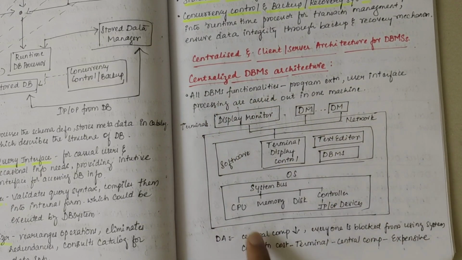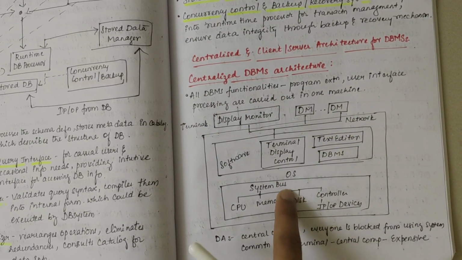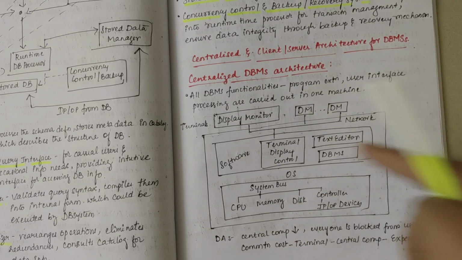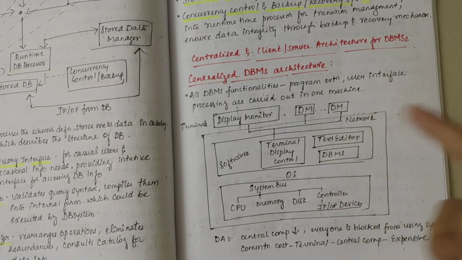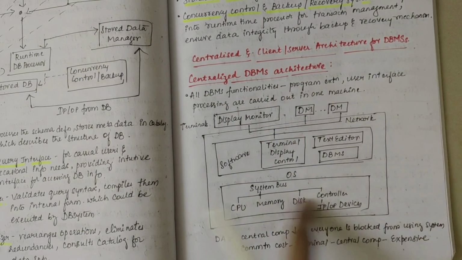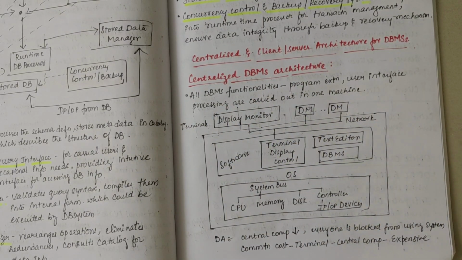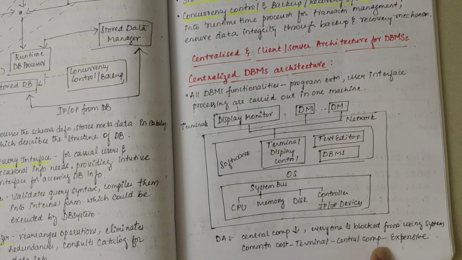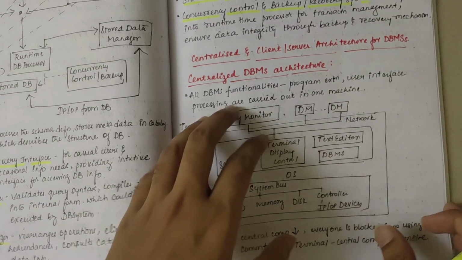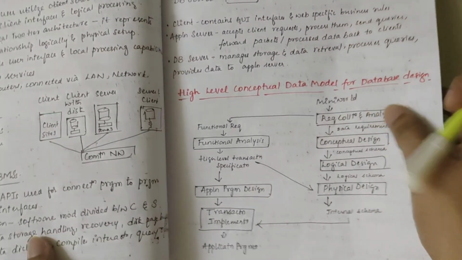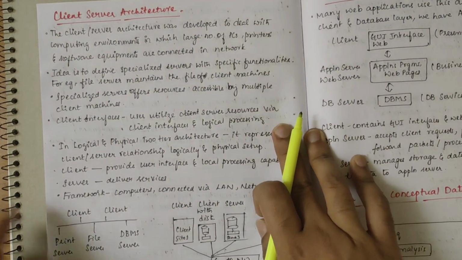The disadvantage of this is that if the central computer fails, everyone is blocked from using the system. And because we have to connect everything, it might be costly. The terminal central computer connection is expensive. So this was about centralized DBMS architecture. Now we'll look into client server architecture.